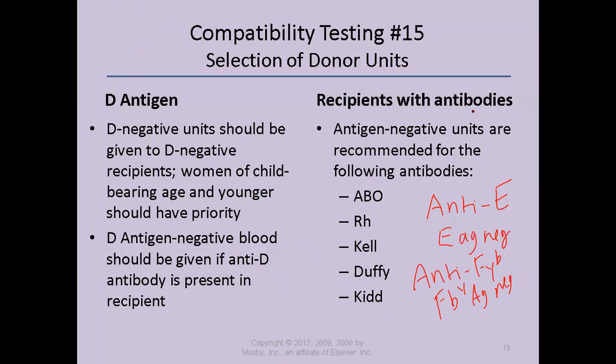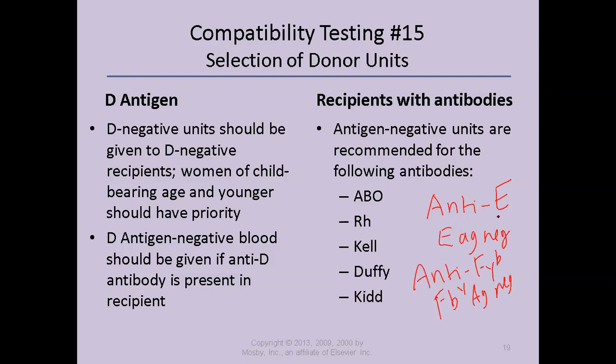Whenever we have a recipient with antibodies, we must try to provide antigen negative units for ABO, Rh, Kell, Duffy, and Kidd. These are all clinically significant antibodies, and we talked a little bit about that when we were doing our panel testing. So if my patient has antibody against big E, I want to give them ABO compatible, E antigen negative. Same thing as what we talked about here. If they have anti-E and we give them donor red cells that have the E, their anti-E is going to say, hey, there's my target.